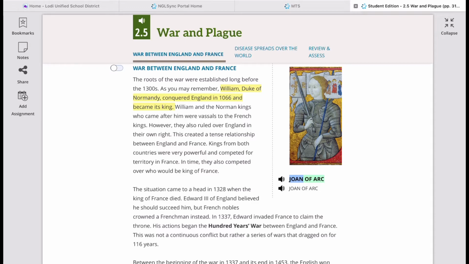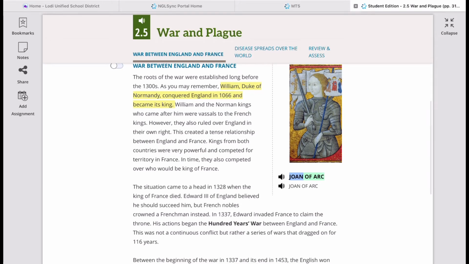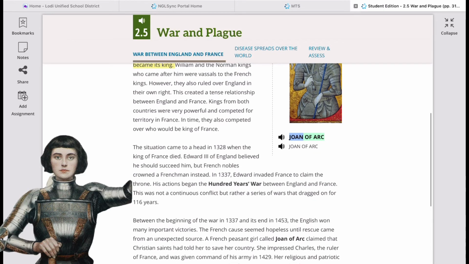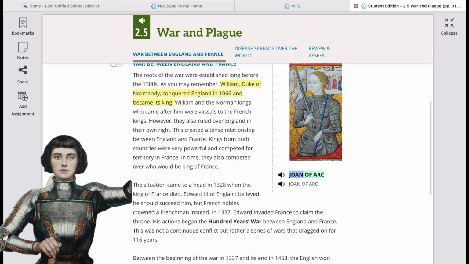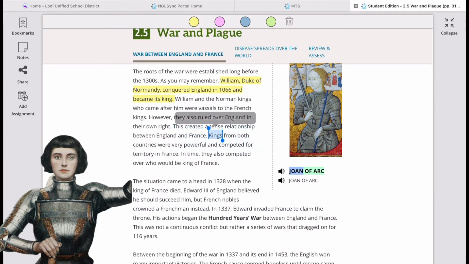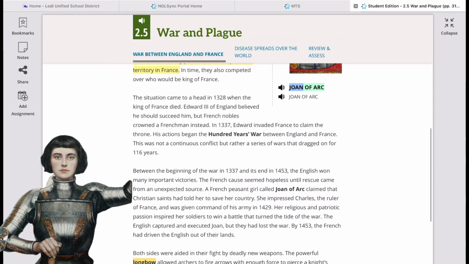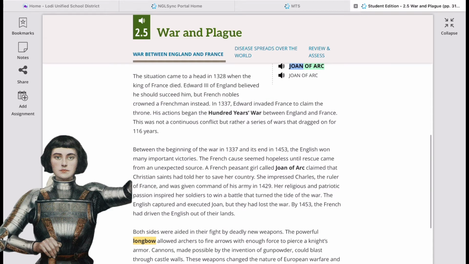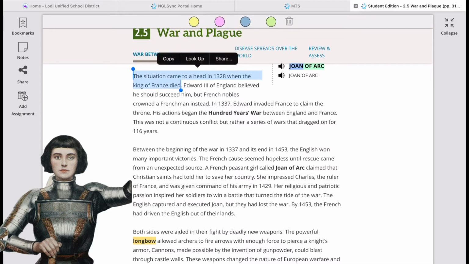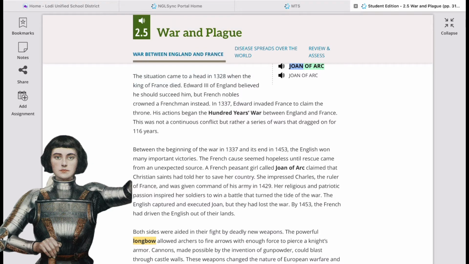The French cause seemed hopeless until rescue came from an unexpected source. A French peasant girl called Joan of Arc claimed that Christian saints had told her to save her country. For some reason, she impressed Charles, the ruler of France, and was given command of his army in 1429. Her religious and patriotic passion inspired her soldiers to win battles that turned the tide of war. The English captured and executed Joan eventually, but they had lost the war. By 1453, the French had driven the English out of their lands.